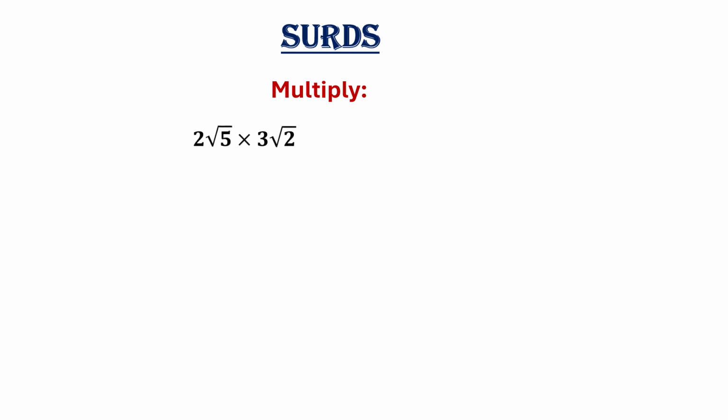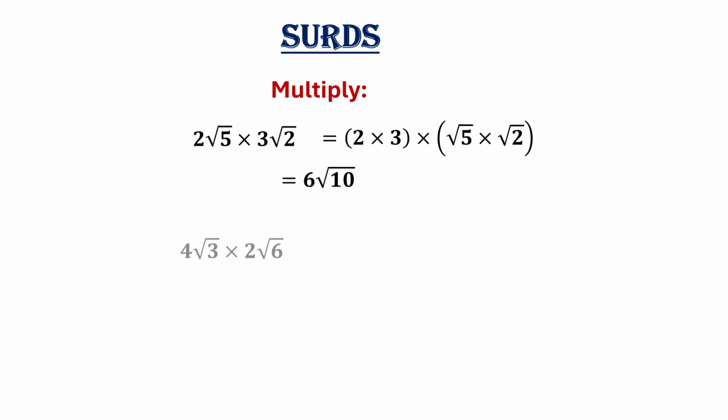So the question asks you to multiply this: 2 root 5 times 3 root 2. What you will do is multiply the 2 times 3 first, and then multiply root 5 times root 2. So the 2 times 3 times root 5 times root 2. 2 times 3 is 6. Root 5 times root 2 is root 10. So it's 6 root 10. Can we simplify this? No, we can't. So this is the final answer.